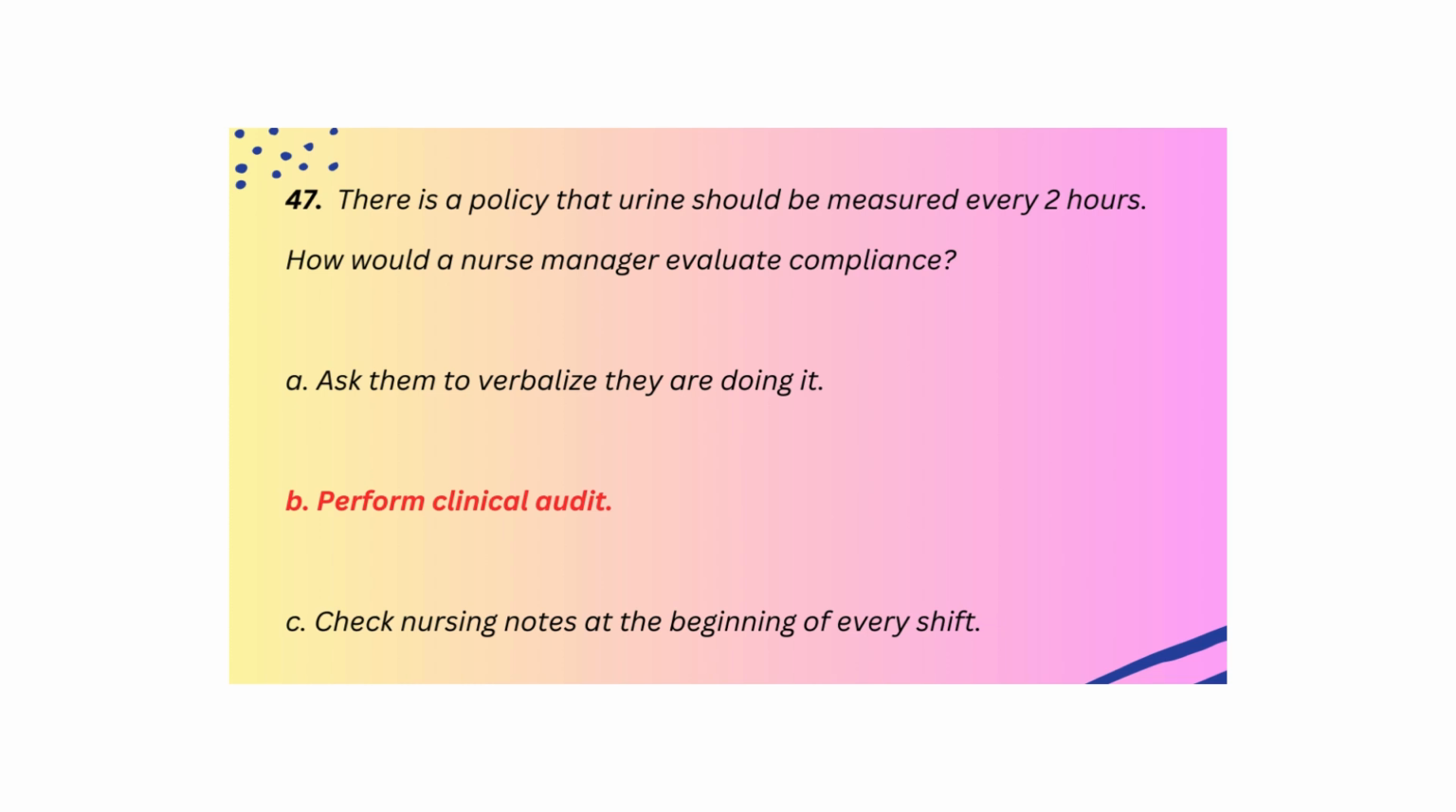Q47. There is a policy that urine should be measured every 2 hours. How would a nurse manager evaluate compliance? A. Ask them to verbalize that they are doing it. B. Perform a clinical audit. C. Check nursing notes at the beginning of every shift.